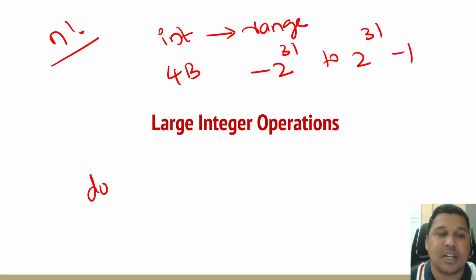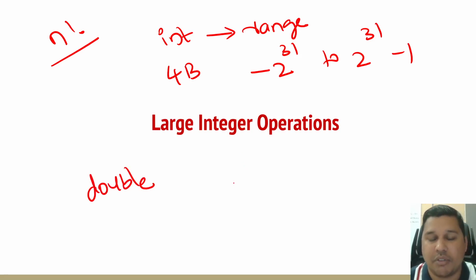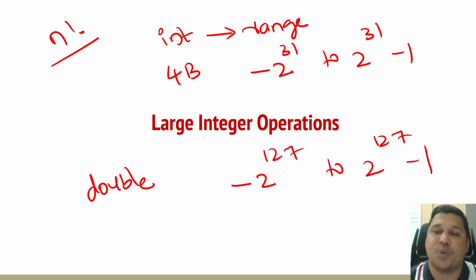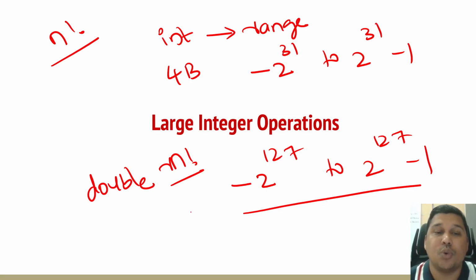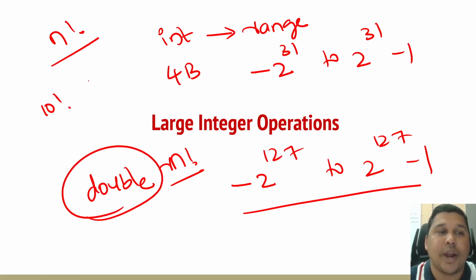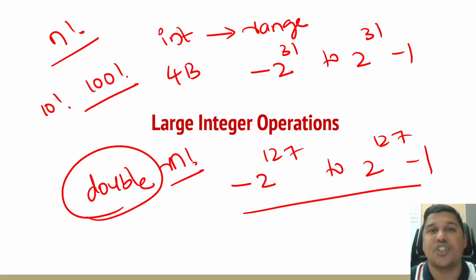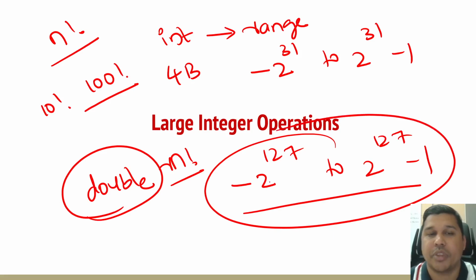But if I take a variable as double, we can take around minus 2 power 127 to 2 power 127 minus 1. This can be the maximum range which we can store. When I declare a variable as double n and want to find its factorial, we have a limit in that. When you find the factorial of 10, that's okay, the double variable will give it. When you find the factorial of 100, it is a very large number which is beyond this range. So how do you find the factorial of a large number? That is problem 1 which we will be seeing today.